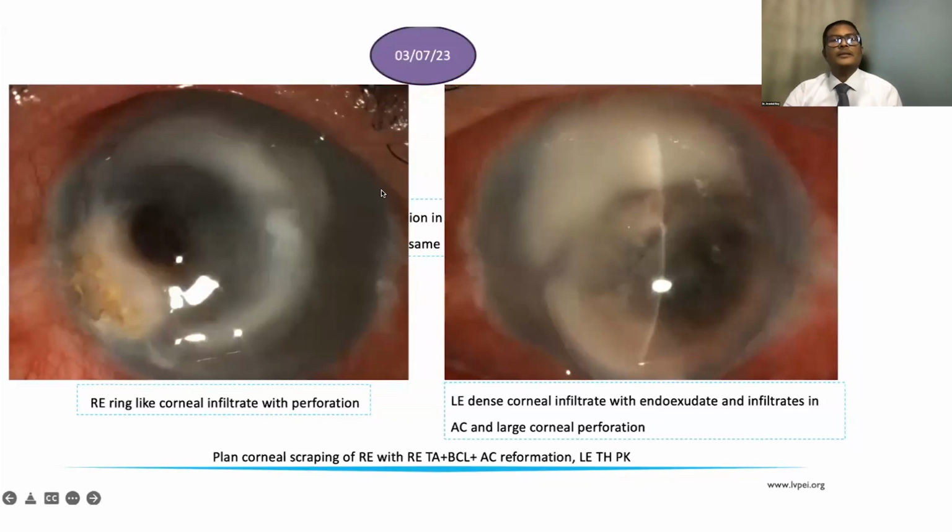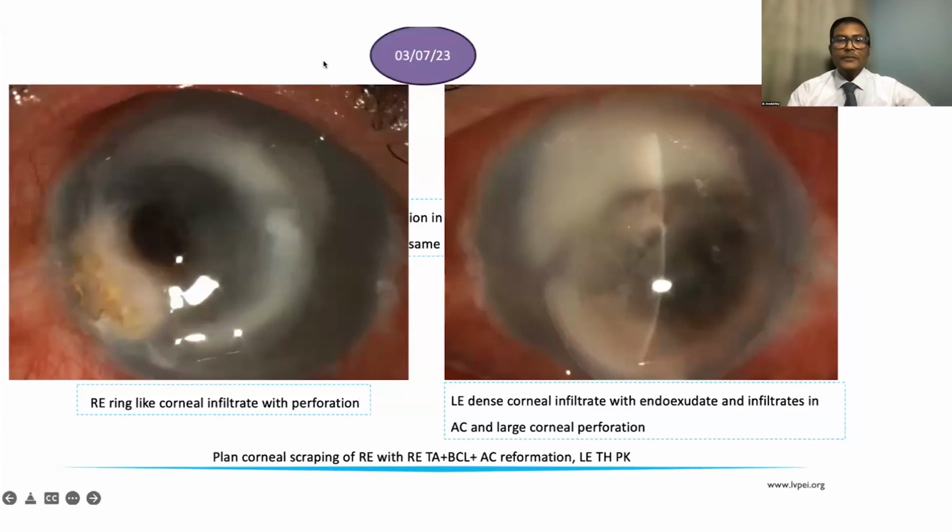So the patient was planned for a corneal scraping, TABCL, AC deformation in the right eye, and a therapeutic PK in the left eye. Somebody is asking what PHMB is. PHMB is polyhexamethylene biguanide. This is an antiparasitic medication, and it is the standard treatment for anti-Acanthamoeba.